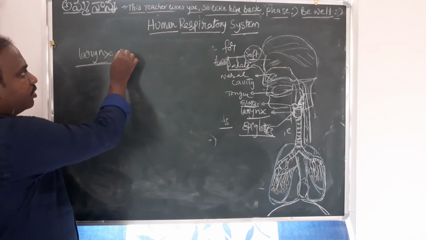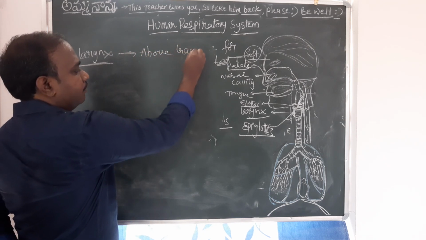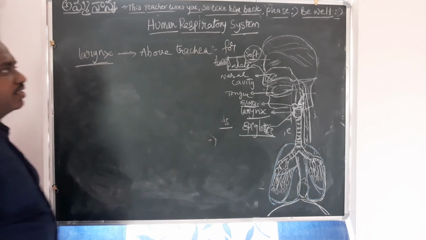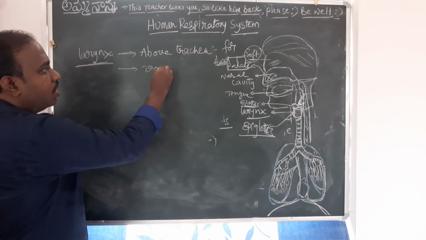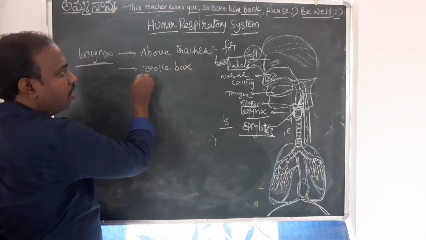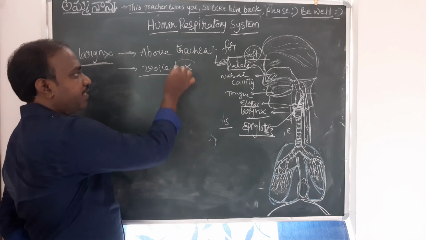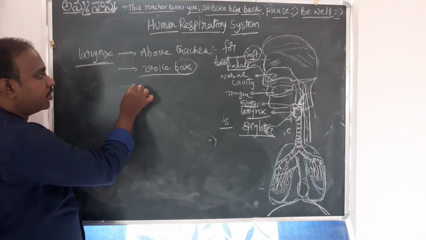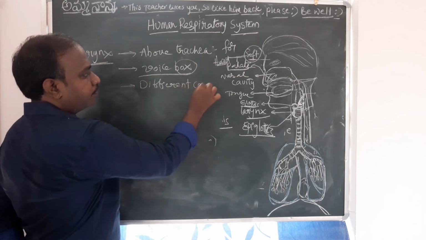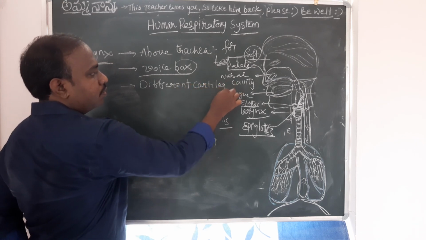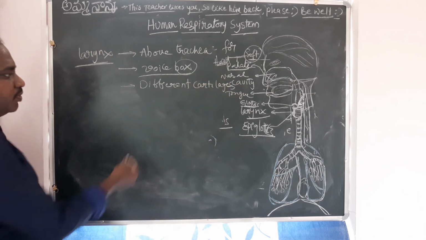So where is this larynx? The larynx is above the trachea. What does it do? It's a voice box. Why are you calling it a box? It is made of all these different cartilages. So what are these cartilages?